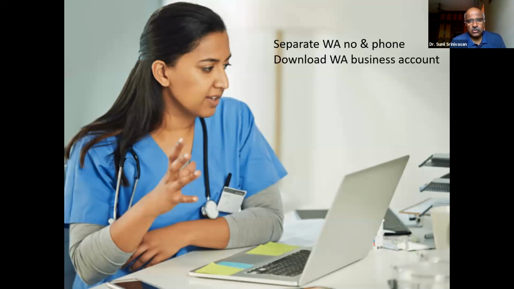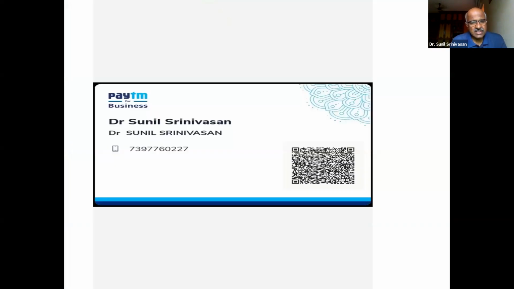So what does teleconsultation involve? Only 3 things. Have a separate WhatsApp number with a phone. Use it only for your clinical consultation, preferably on a separate phone. And in that phone, you download something called WhatsApp Business Account. It's easy, it takes only 20 minutes to download. And on the same phone, use something called Paytm. Again, you can follow instructions. In an hour, you can be ready for teleconsultation. Only 3 things you require. Once you do that, you get a card. So friends, ladies and gentlemen, this is your business card for the future.